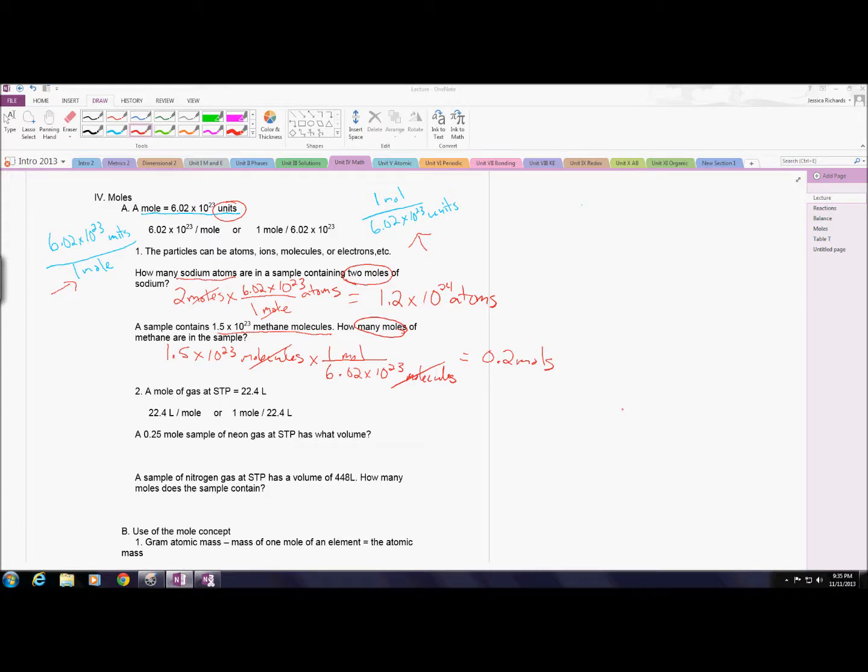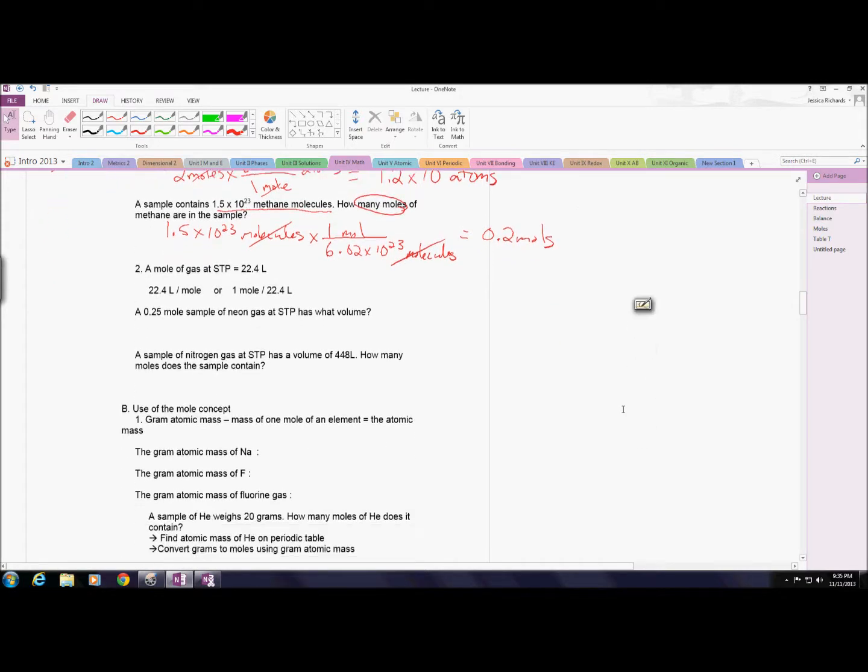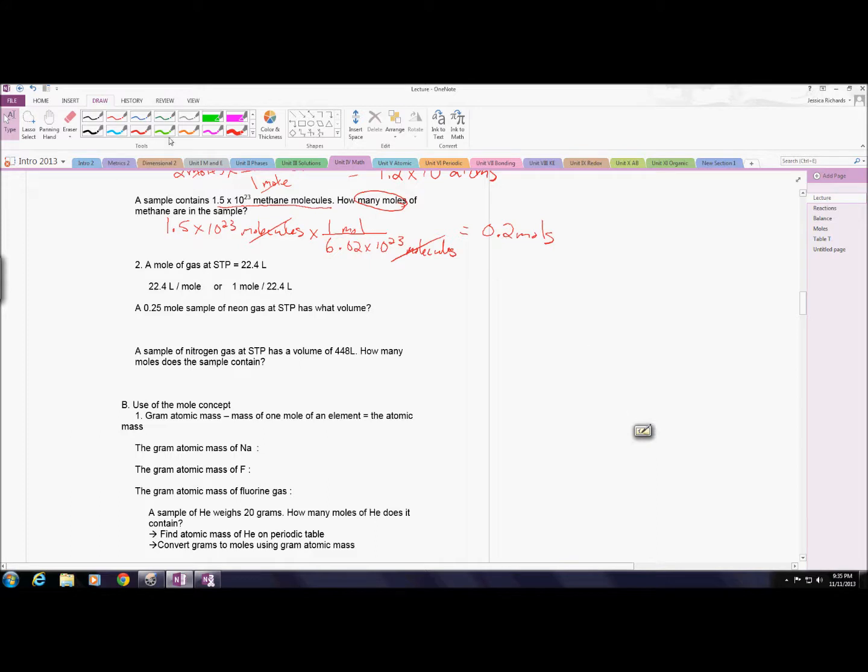When we look at liters, the relationship between moles and liters is that for every 1 mole of a gas at STP, it's 22.4 liters. So again, we have our two conversion factors, 22.4 liters per every 1 mole or 1 mole per every 22.4 liters. If I'm going to set this up with factor label and they're giving me 0.25 moles and they want to know what volume that gas is, whenever they're talking about volume of a gas, they're talking about liters.